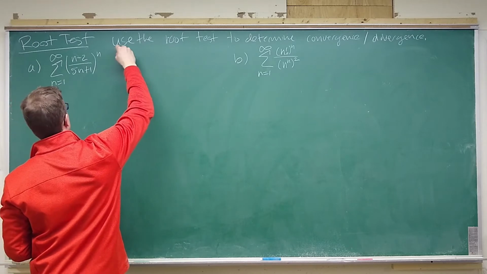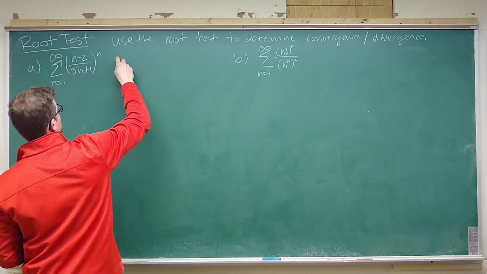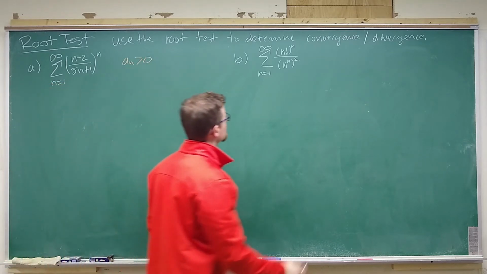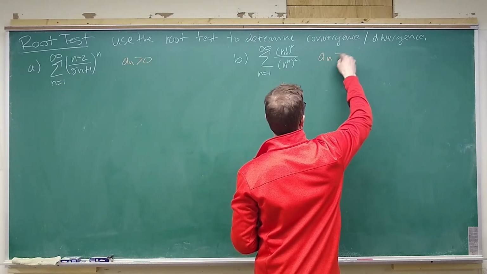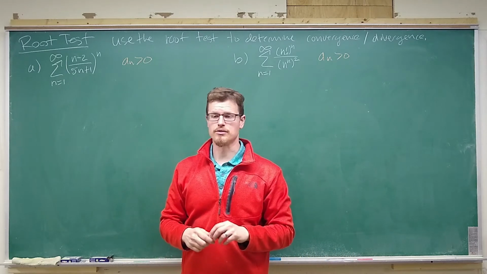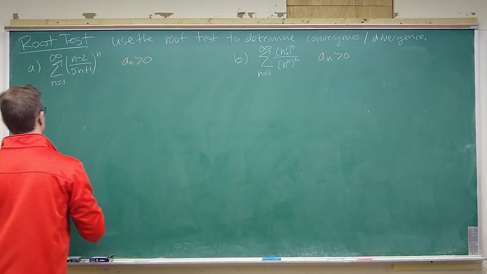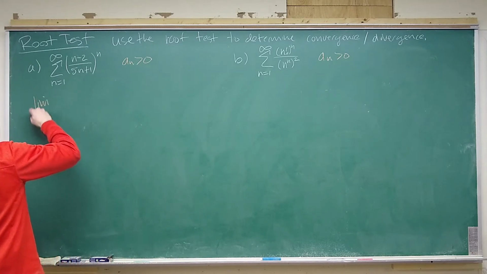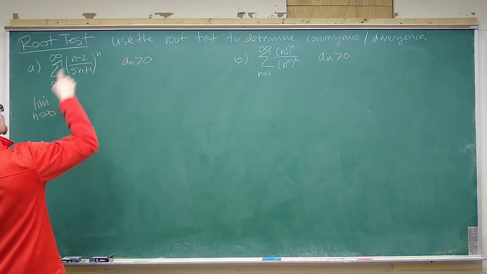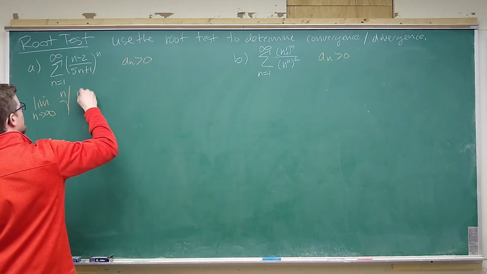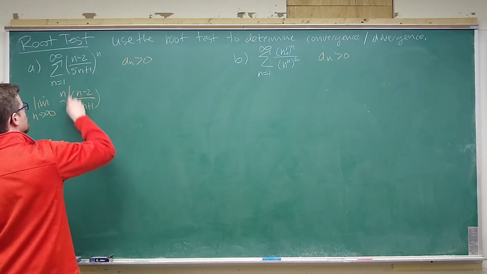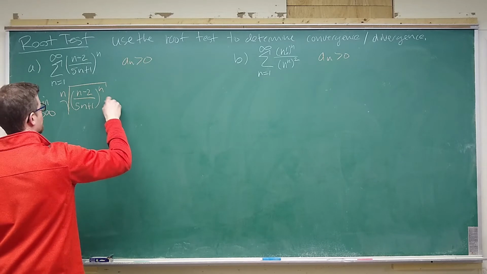So in this case, what we want to notice is that each of these terms is greater than 0 in both cases, so we don't have to worry about the absolute values. All right. Then we want to take the limit as n goes to infinity of the nth root of the nth term, n minus 2 divided by 5n plus 1 being raised to the nth power.